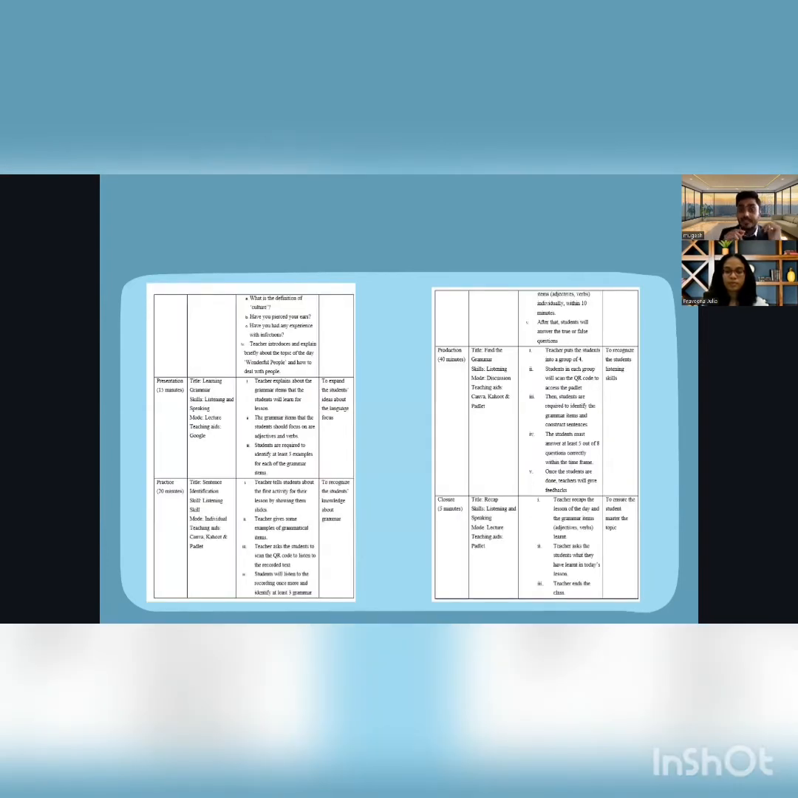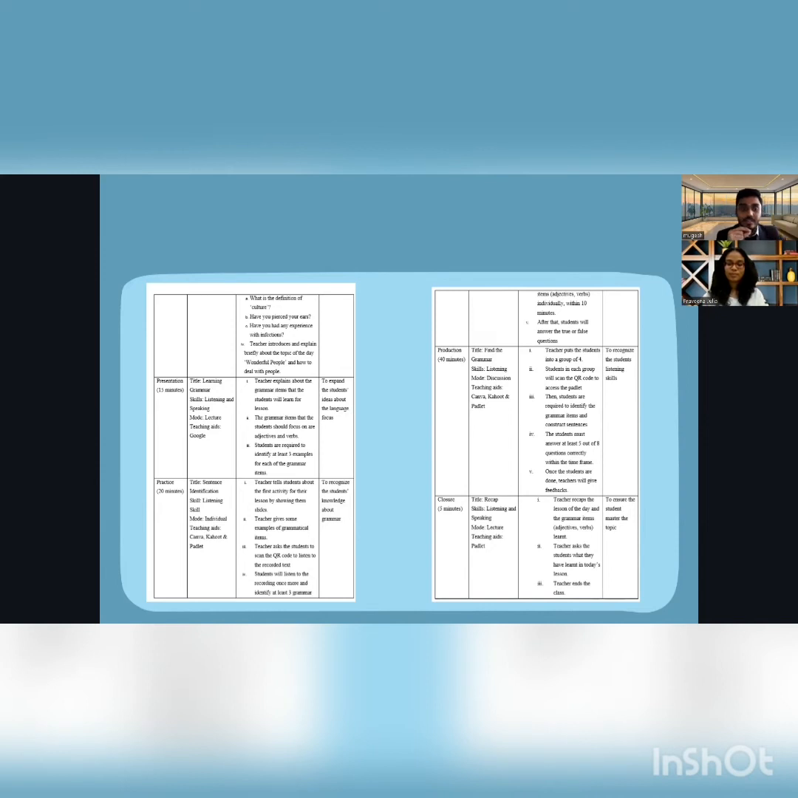The questions are, first, the teacher will ask about the definition of culture, and then the teacher will pick random students and ask whether they have pierced their ears or not, to catch their attention. Then the teacher will ask them whether they had any infections or not. Then the teacher will introduce and explain briefly the topic of the day, wonderful people, and how to deal with people. The next stage is the presentation stage, and the title is learning grammar.